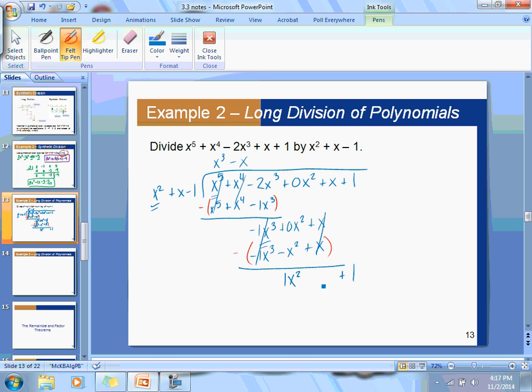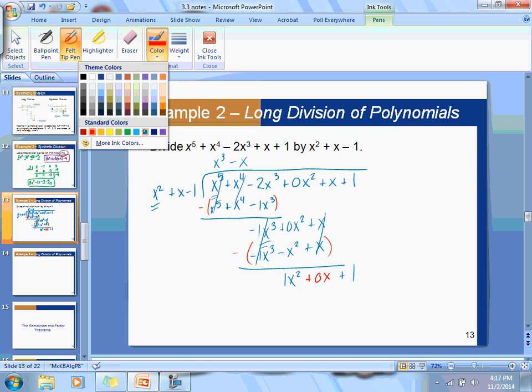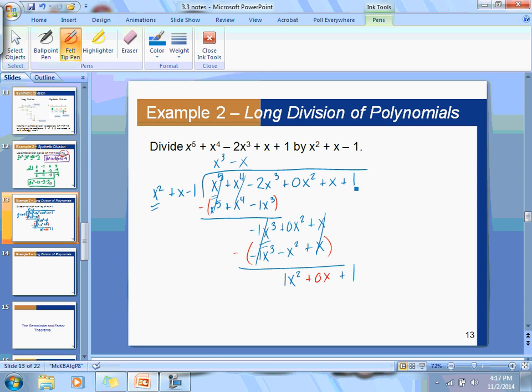Now I'm leaving a little gap here on purpose because I'm missing that term. So if you wanted to fill it in with the 0x plus 0x, you could. Okay? And I can only bring down one term this time because that's all I have left. Okay? So I have to go through my long division one more time now.